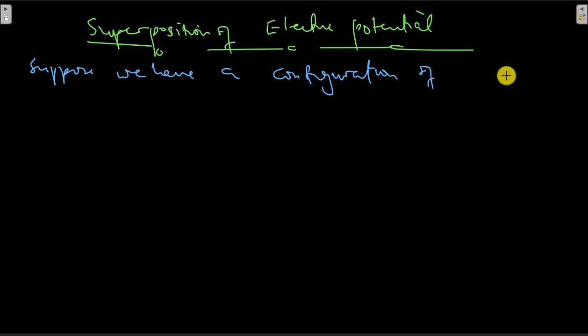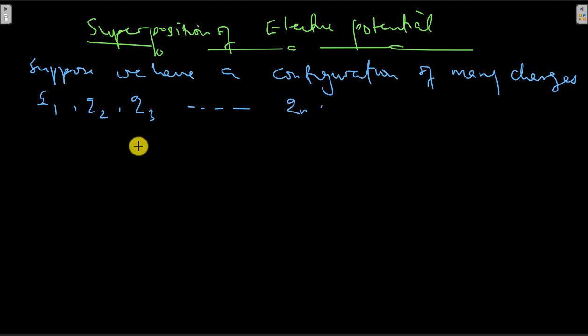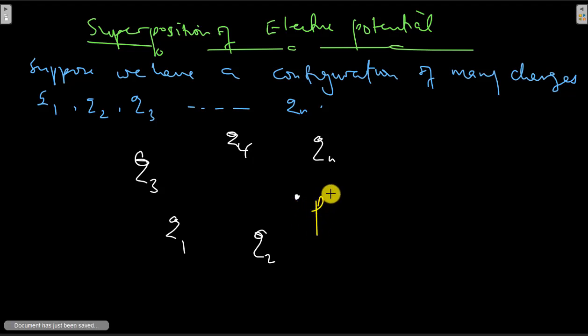Suppose we have a configuration of many charges in space. So let's say we have Q1, Q2, Q3, and so on. Perhaps also we have Qn, several charges placed in space. Let's have what that would look like. So have a charge Q1, have a charge Q2, have Q3, have Q4, and many other charges up to Qn. Suppose we want to find the electric potential at P.